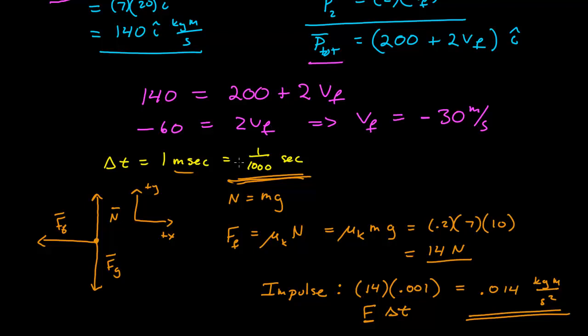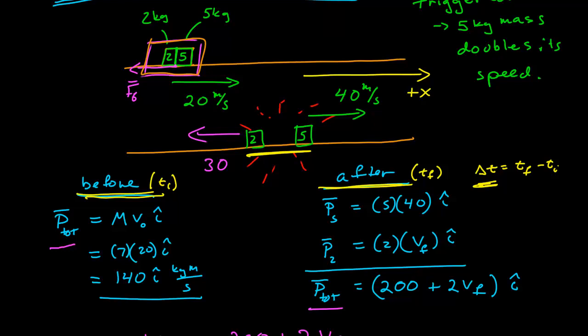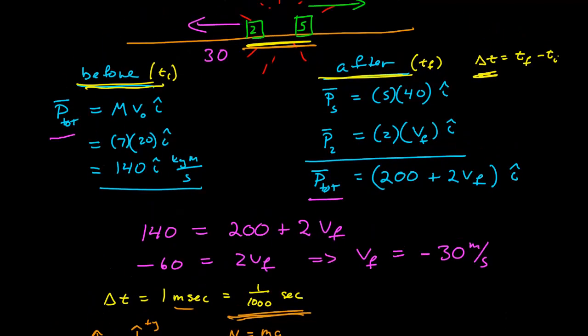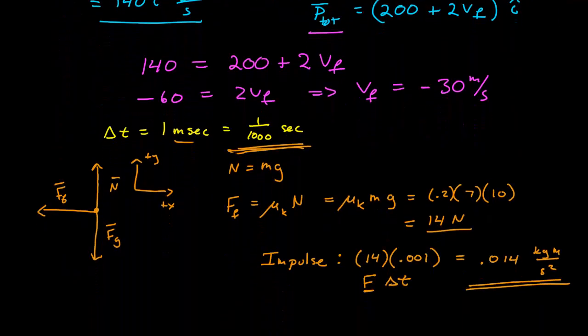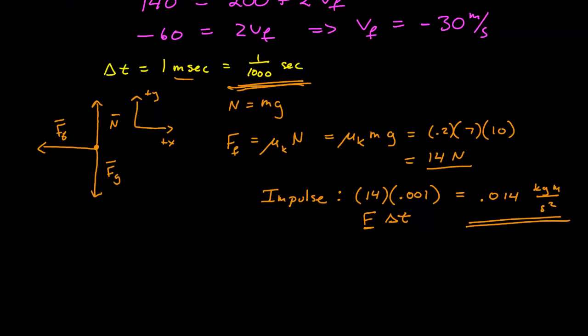Well, how does that compare to the impulses that the objects exerted on each other during the explosion? Because the explosion certainly had forces involved, very important. The relevant forces of the explosion were the forces that the 2 kilogram mass exerted on the 5 kilogram mass, and that the 5 kilogram mass exerted on the 2 kilogram mass. Now, those forces are equal in magnitude and opposite in direction, but those are the ones that caused the changes in momentum for the individual objects. So those are the relevant forces for the explosion. What size of impulse do those correspond to?